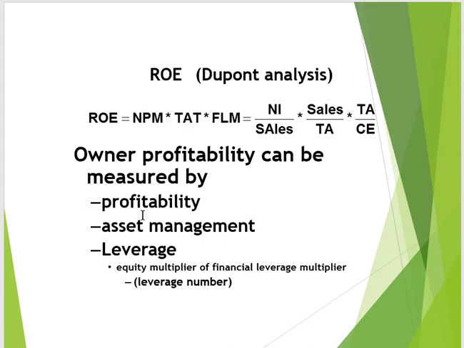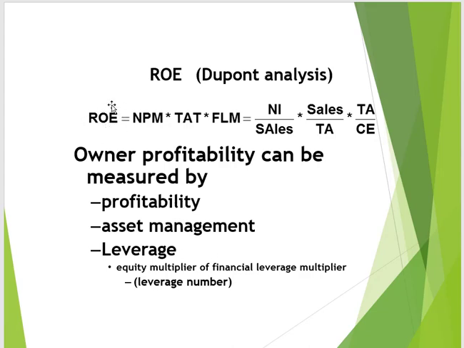Now when you multiply these ratios together, right? Net income divided by sales, multiplied by sales divided by total assets. Sales divides out, so now we have net income divided by total assets. That's really return on assets. Now we multiply that by the financial leverage multiplier, total assets divides out. So in the end, this ratio is net income divided by common equity.